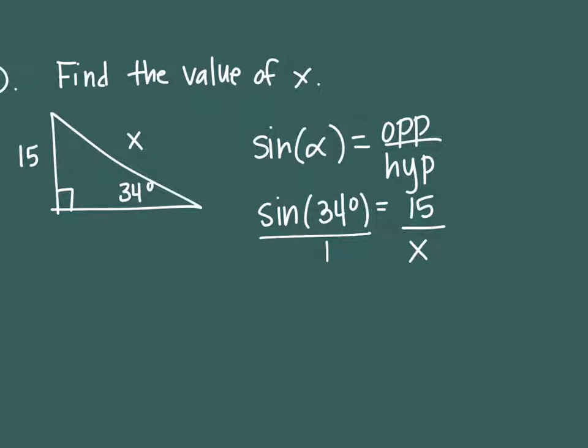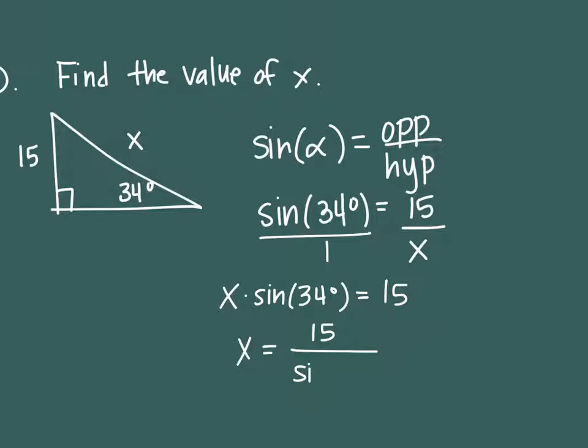So we're going to cross multiply the x across to the sine of 34 degrees. And I'm going to cross multiply the 1 to the 15. And I'm trying to find the value of x, which means I need to get x alone. So what should I do to both sides to get x by itself? Divide, right. So x equals 15 divided by the sine of 34 degrees.